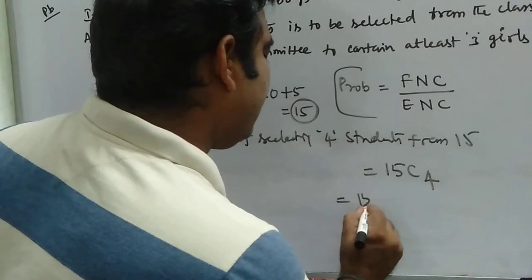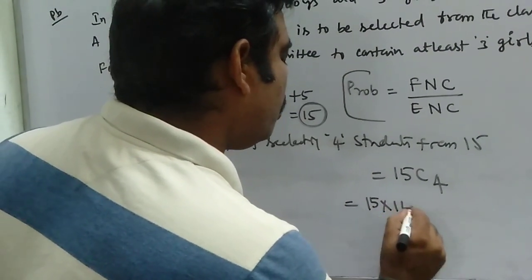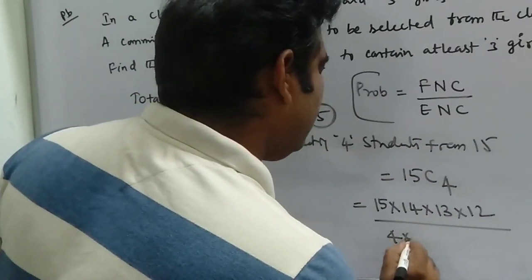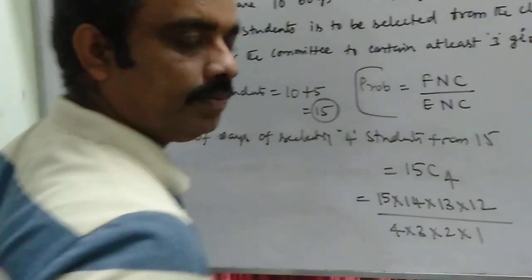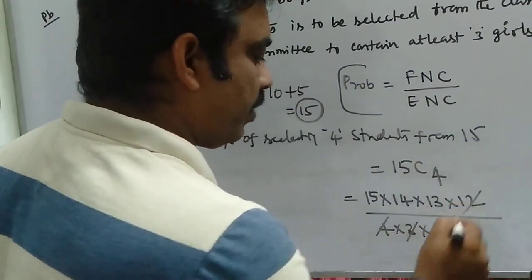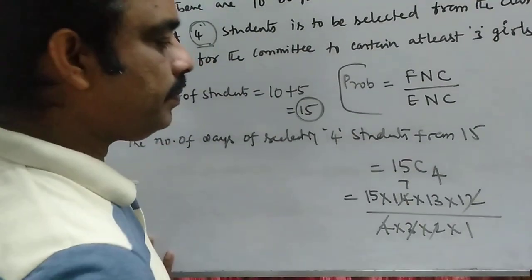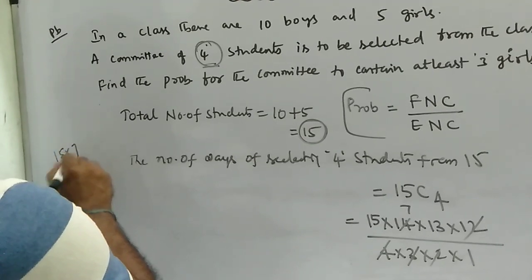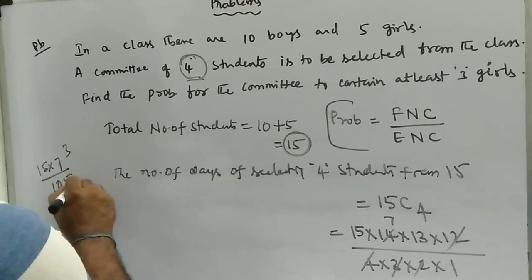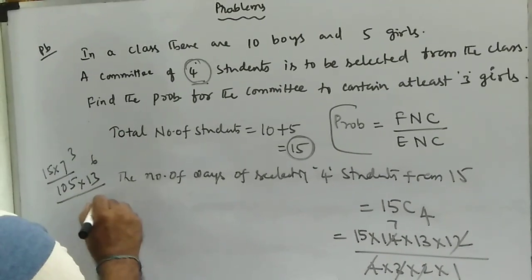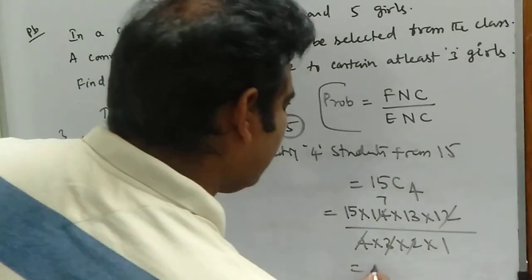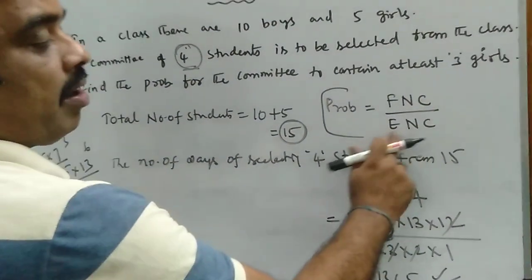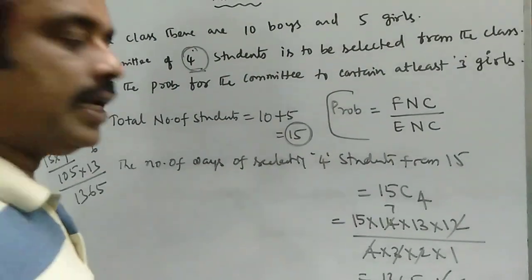That is equal to 15 into 14 into 13 into 12 by 4 into 3 into 2 into 1. So I am cancelling out. 4 3s are 12 and 2 7s are 14. 15 7s are 105 into 13. So that is 1365. This will be the exhaustive number of cases, or we call it the total number of cases.